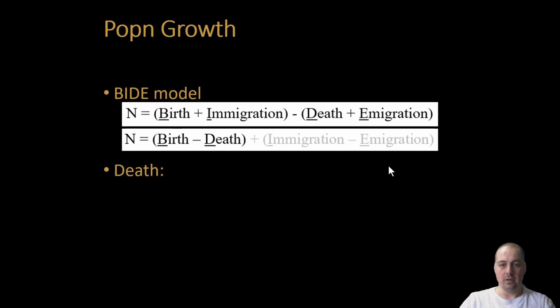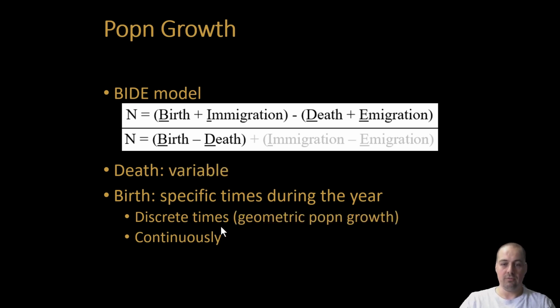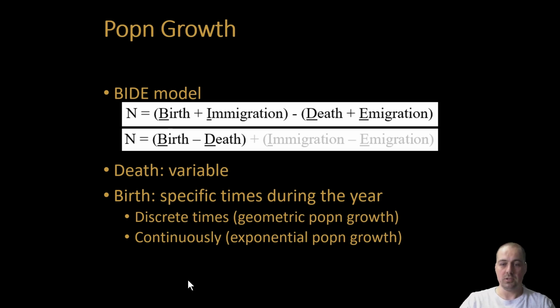In terms of death, death occurs at variable times, generally speaking, so I'm not really going to say a lot about that, but I will mention birth. Birth occurs at specific times of the year, and this depends on the organism. Some organisms reproduce at discrete times of the year, other ones reproduce continuously throughout the year. If an organism reproduces at discrete times, we're going to use the geometric population growth model. And if it reproduces continuously, we're going to use the exponential population growth model.